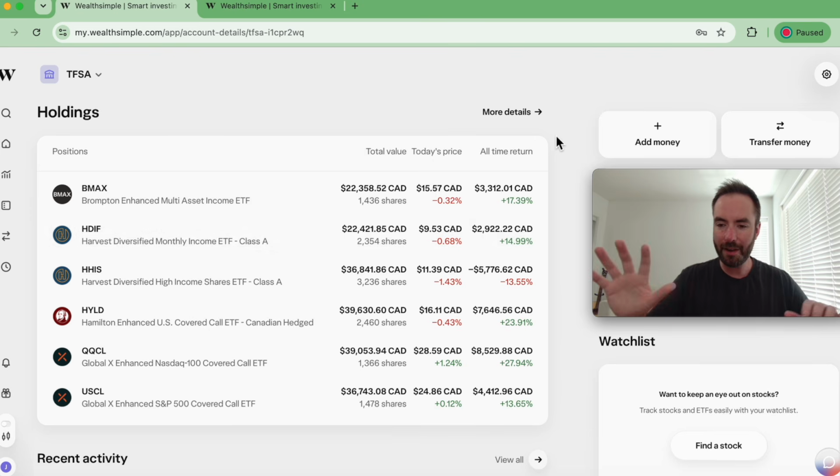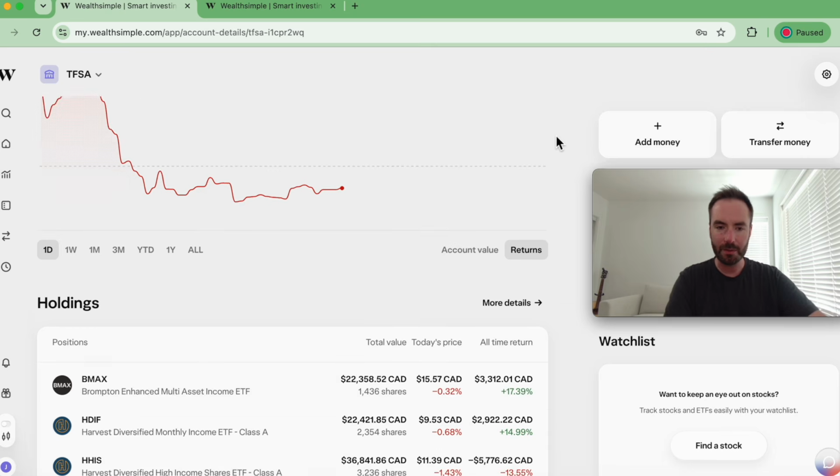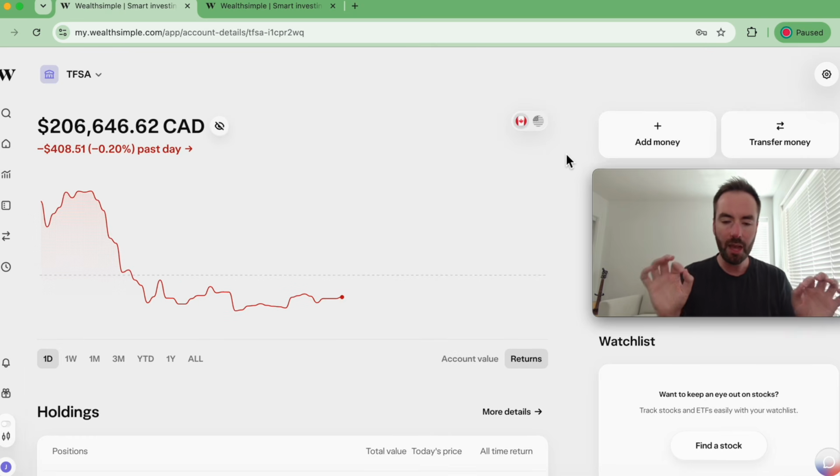All right, so enough of that. You get the idea. Both of these accounts are structured very differently. U.S. focus versus Canadian focus. But at the end of the day, who wins? Who's gonna win? So let's actually compare.